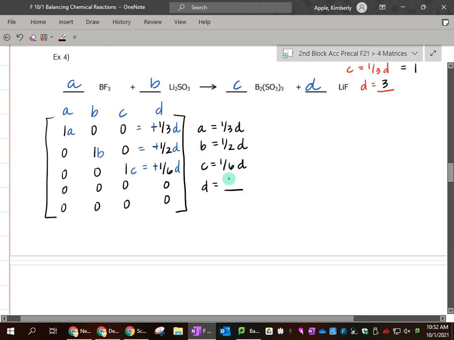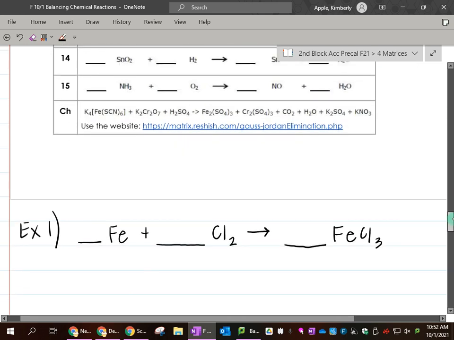So I'm going to pick 6 for D. So A is 2, B is 3. This is 1. And there you go. 2, 3. So look, this is the problem Mr. Jones chose. That one you cannot do. The coefficients are in like the hundreds.